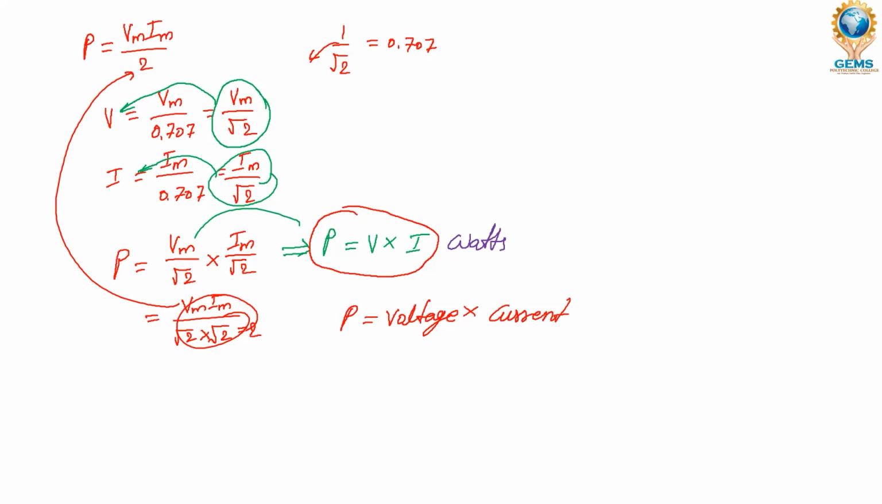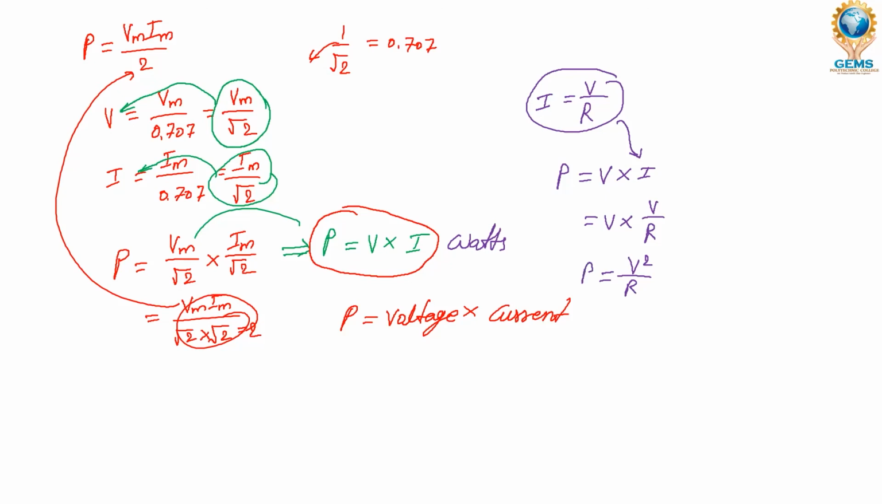And we know about current. What is the formula for I? I equals V by R. From this, we have power equals V into I. Now I am substituting this I value here: power equals voltage into V by R. That we can say is V square by R. Power equals V square by R. This is the final power formula.